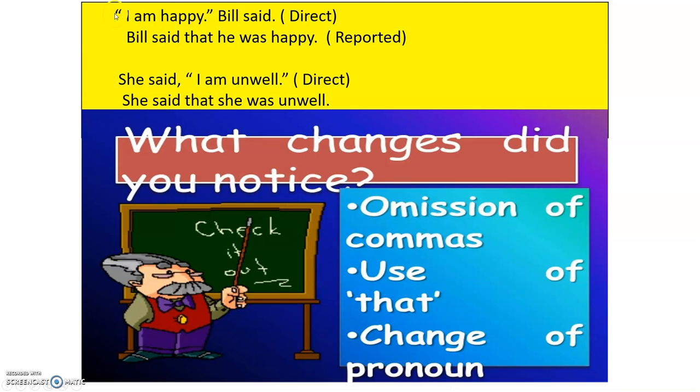When Bill said, so Bill is a boy, so I will become he here, okay? And she said, I am unwell. So she said, so she will become she here. You can't put it as I. So there is a change. Three things basically. Omission of commas, that is you remove the inverted commas in reported speech. You use that, and there is a change of pronoun.